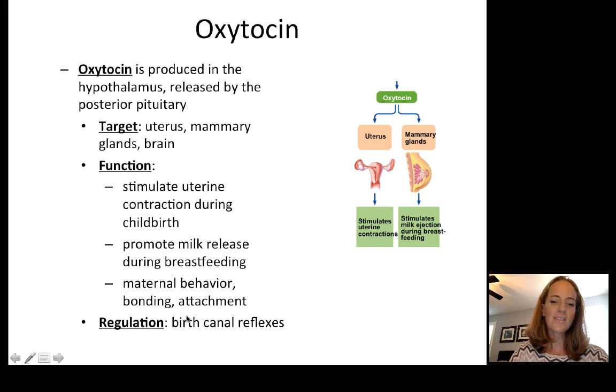The regulation of oxytocin we know most about during childbirth, positive feedback regulation. And it is regulated by birth canal reflexes, or the stretch of the uterus during contraction. It's also regulated by stimulation of the mammary glands for milk release.